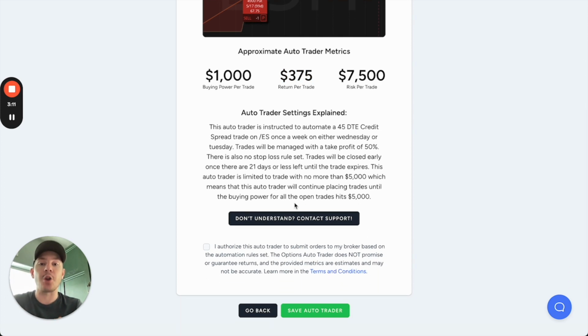Again, this auto trader will only ever do what you say. It's not AI. It's not a black box. It doesn't do confusing things you don't know about. It will only do what you set in the rules. So to understand the rules, it says this is what this auto trader will do so that we can just confirm it's doing the right thing.